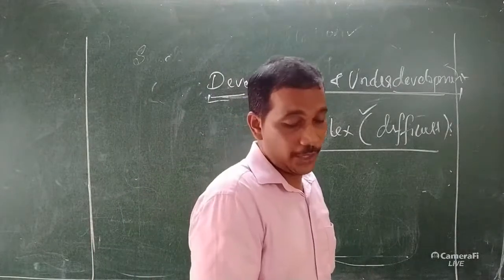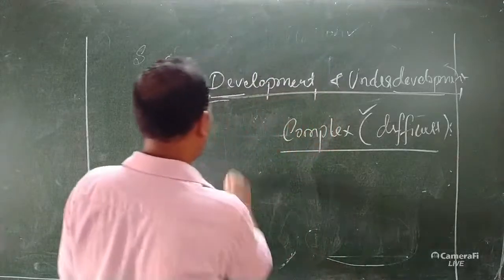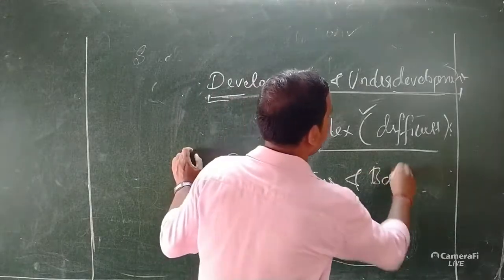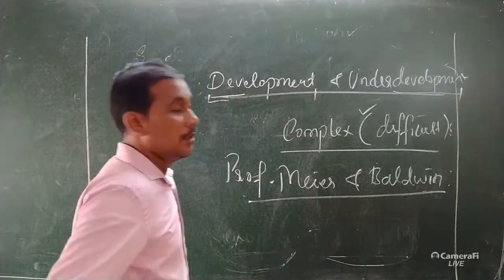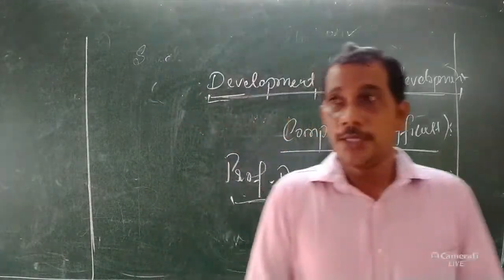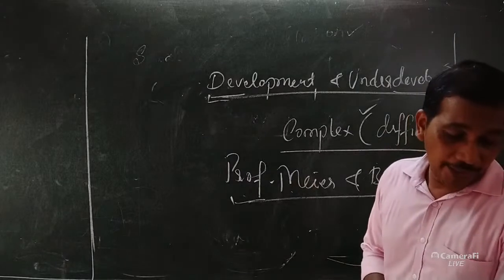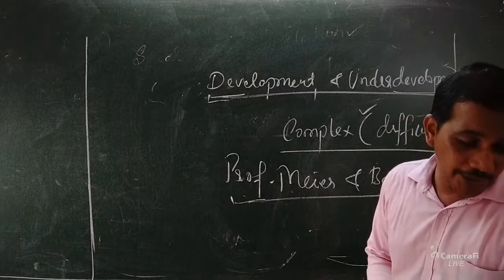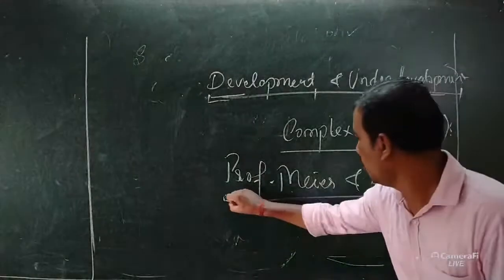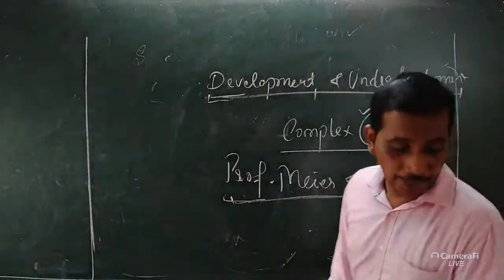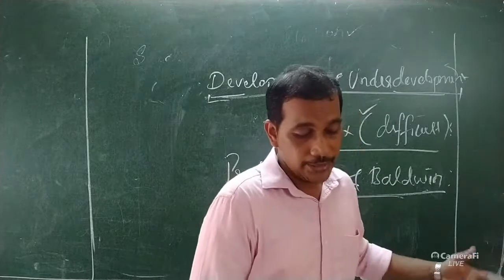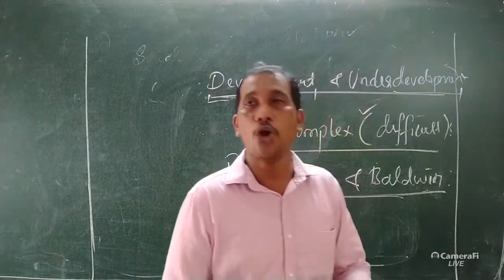According to Professor Meier and Baldwin, both economists, they gave a definition of economic development. They said economic development is a process whereby an economy's real national income increases over a long period of time. Both Meier and Baldwin said that economic development is a continuous process where an economy's real national income increases over a long period of time.